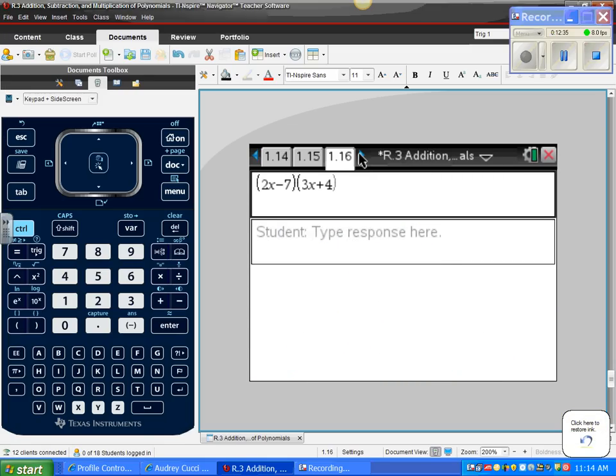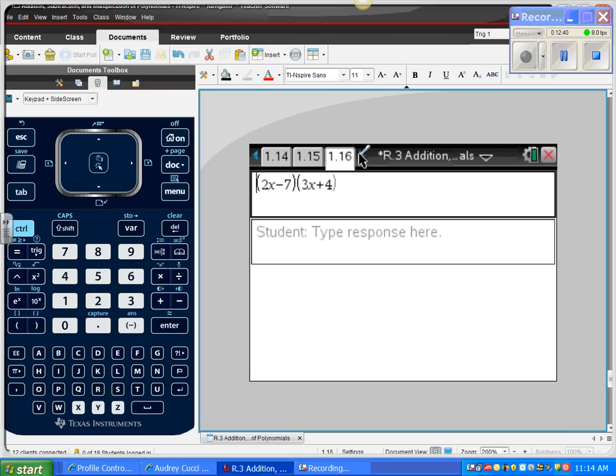All right, so again, here we are. We're going to FOIL. First, 2x times 3x, 6x squared. Outer, 2x times 4, 8x. Inner, 21x. And last, 28. Combine those like terms, and you have your trinomial.